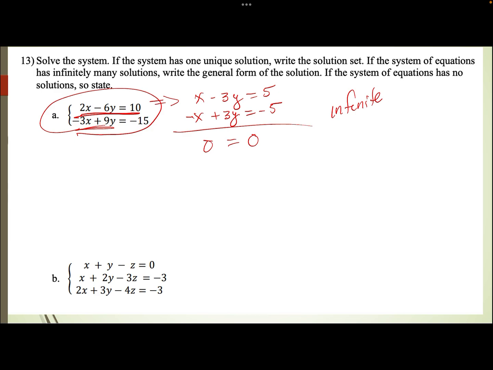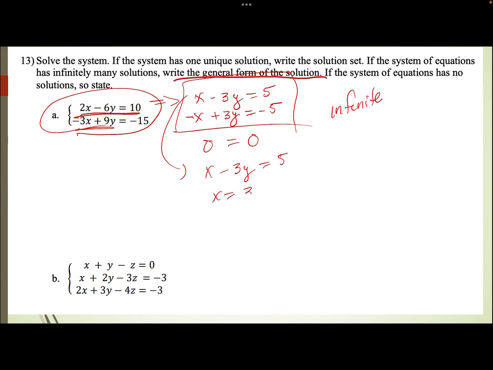Now I have to write the general form of the solution. So I take one of the equations that I got my infinite from and solve it for one of the variables. Well, I'm going to take this one because x is positive, and I'm going to solve it for x.